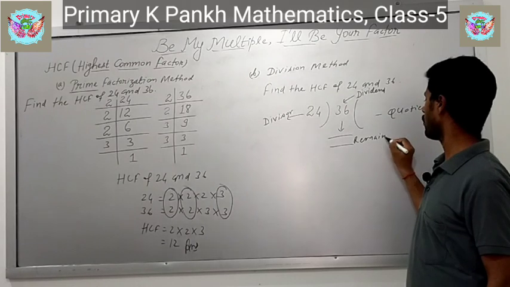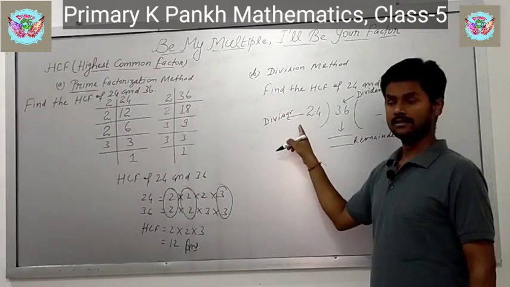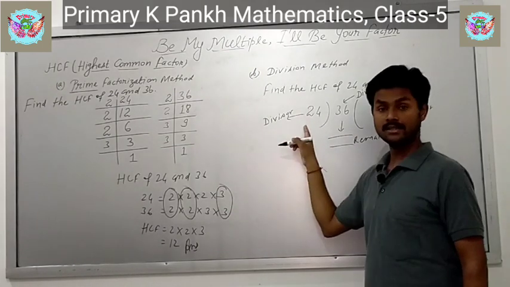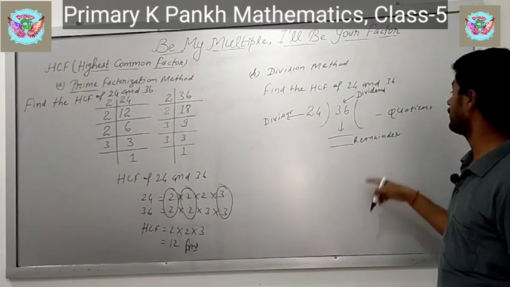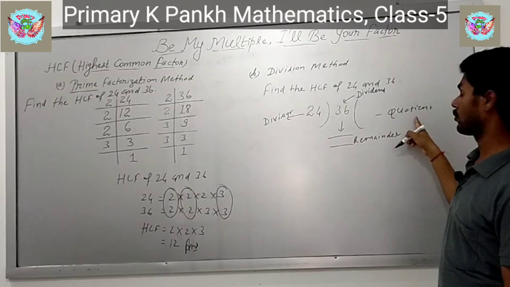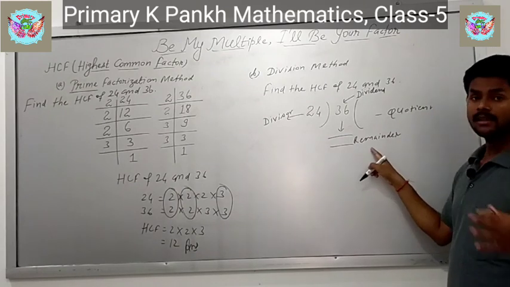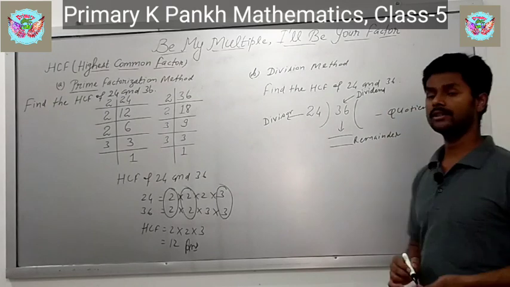So remember all these parts of division. The number by which we are going to divide the larger number is known as the divisor. The larger number which we have to divide is known as the dividend. The number which we find by division is known as the quotient. And at the last, the number which is left is known as the remainder.